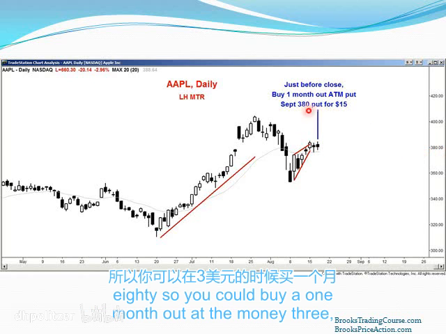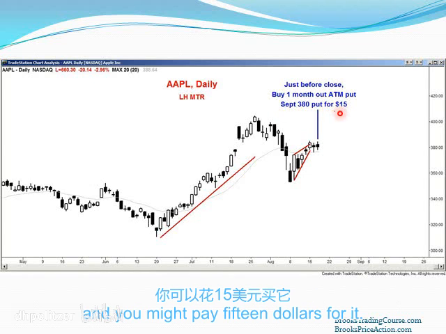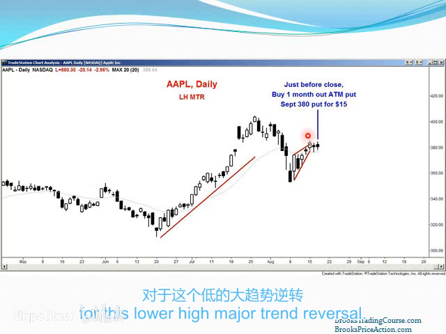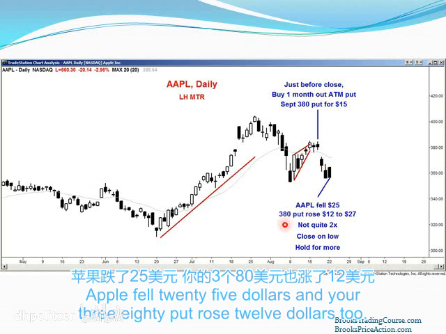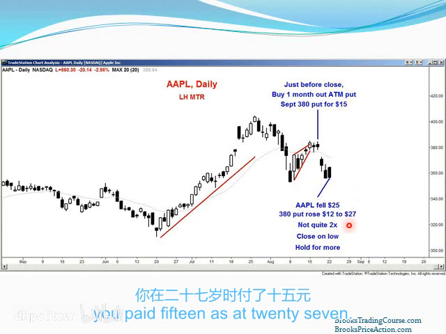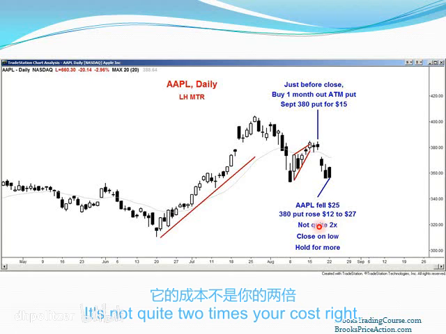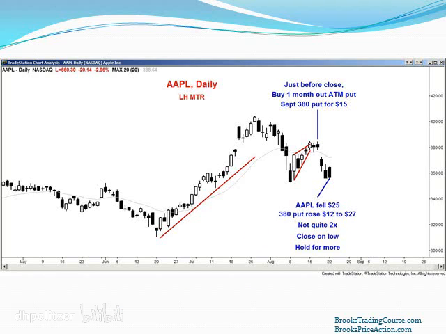At the money, 380. So you can buy a 1 month out at the money 380 put, September in this case, and you might pay $15 for it, for this lower high major trend reversal. And then you see a few days later, Apple fell $25 and your 380 put rose $12 to $27. Okay, you paid $15, it's at $27. It's not quite 2 times your cost, right? But it's close, and it's closing on its low. It's reasonable to hold for more.